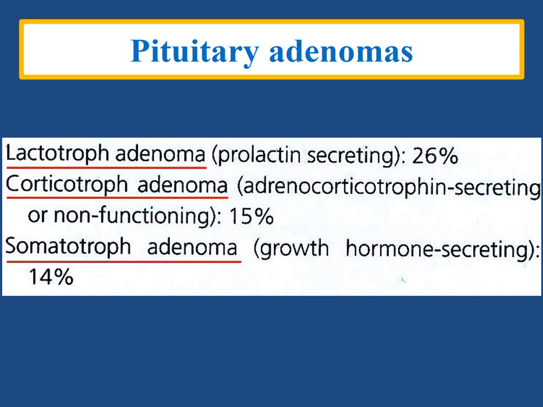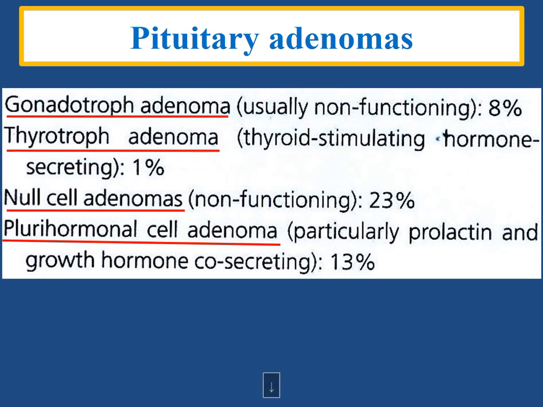Lactotroph adenoma, prolactin secreting, 26%. Corticotroph adenomas, adrenocorticotroph secreting, or non-functioning, 15%. Somatotroph adenoma, growth hormone secreting, 14%. Gonadotroph adenoma, usually non-functioning, 8%. Thyrotroph adenoma, thyroid-stimulating hormone secreting, 1%. Null cell adenomas, non-functioning, 26%. And plurihormonal adenomas, particularly prolactin and growth hormone co-secreting, 13%.